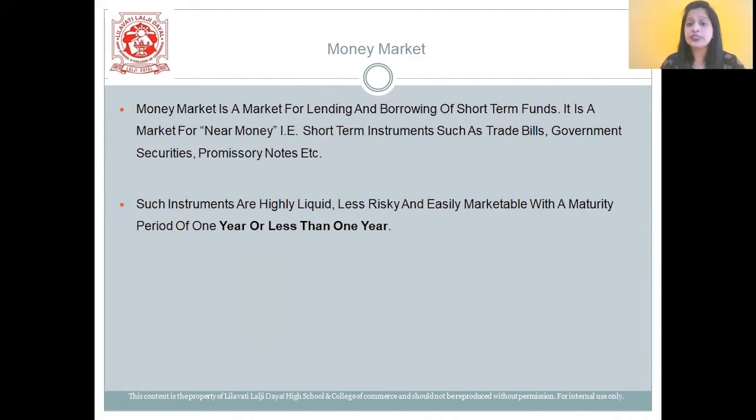Let us study the first type of market, that is money market. Money market is a market for lending and borrowing short-term funds. It is also termed as a near money market, a market for new money. That is, short-term instruments such as trade bills, government security, promissory notes, etc. are traded. Such instruments, which are highly liquid, less risky, easily marketable, with a maturity period of 1 year or less than 1 year, come under money market. To cut it down into simple words, it is a market for lending and borrowing short-term funds.